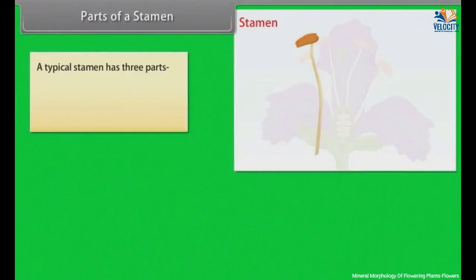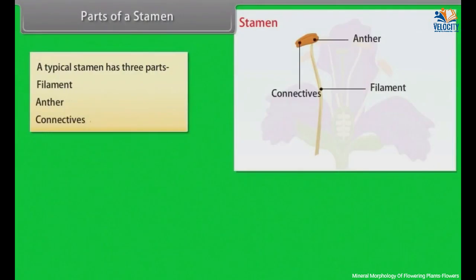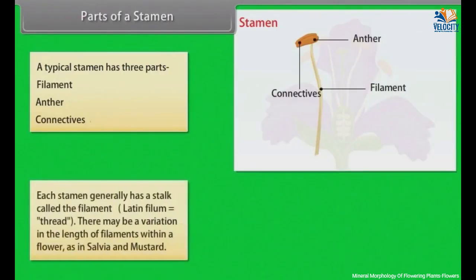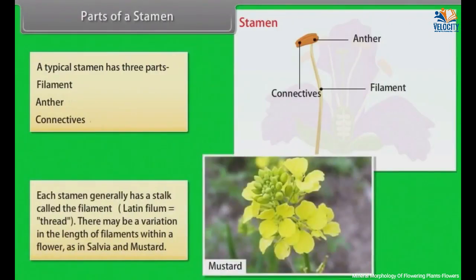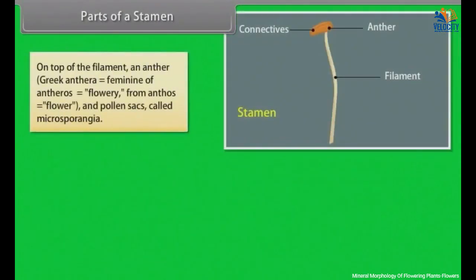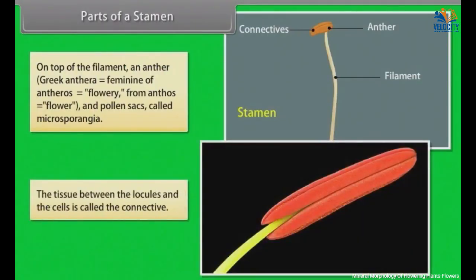A typical stamen has 3 parts: filament, anther, connective. Each stamen generally has a stalk called filament. There may be a variation in the length of filaments within a flower, as in salvia and mustard. On top of the filament is the anther, with pollen sacs called microsporangia. The tissue between the locules is called the connective.